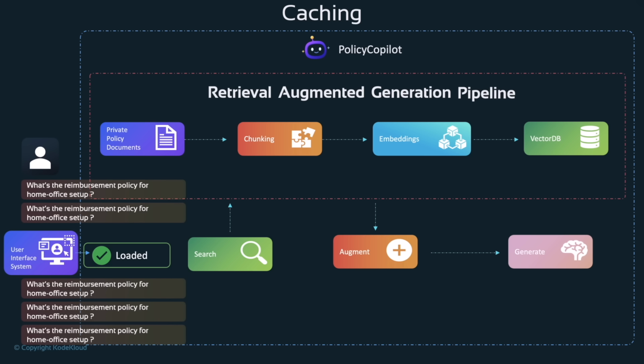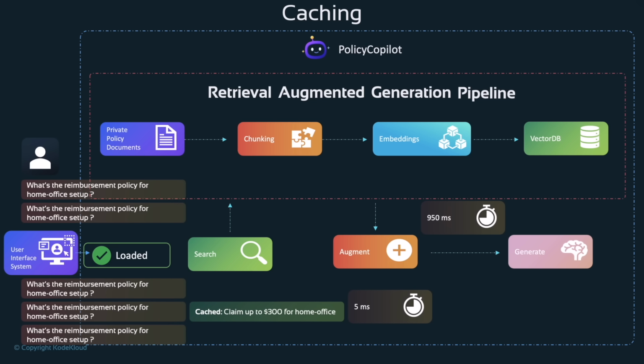What's the reimbursement policy for home office setup? Gets asked dozens of times. Caching solves this by storing the results of expensive operations and reusing them. Instead of taking 950 milliseconds, a cache response might then just take 5 milliseconds. That's 190 times faster. The key insight is that we don't need to recompute everything for every query.